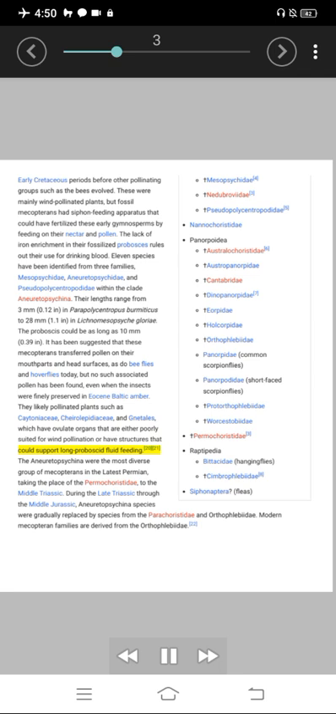2021. The Anertopsychina were the most diverse group of Mecopterans in the latest Permian, taking the place of the Permachoristidae to the Middle Triassic. During the late Triassic through the Middle Jurassic, Anertopsychina species were gradually replaced by species from the Parachoristidae and Orthophlebeidae. Modern Mecopteran families are derived from the Orthophlebeidae. 22. Mesopsychidae.